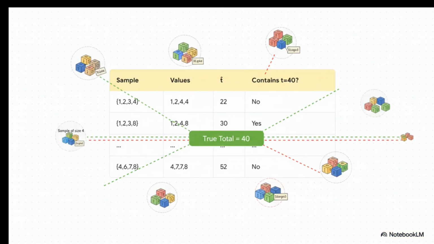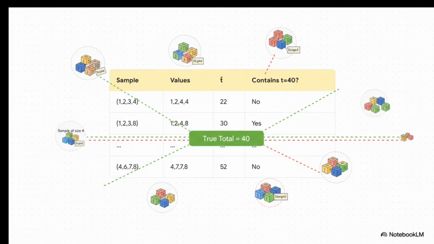To really get what a confidence interval is all about, let's imagine a tiny little toy world. We have a population of just 8 units, and we happen to know the true total is 40. Now let's say we draw samples of size 4. Because this world is so small, we can literally list out every single possible sample we could draw. For each one, we can calculate our estimated total and build a confidence interval around it. And what you see is that some of these intervals manage to capture the true value of 40, and some of them just miss.